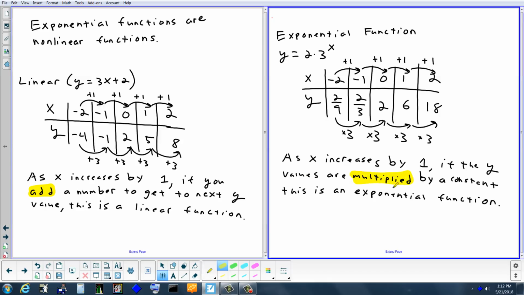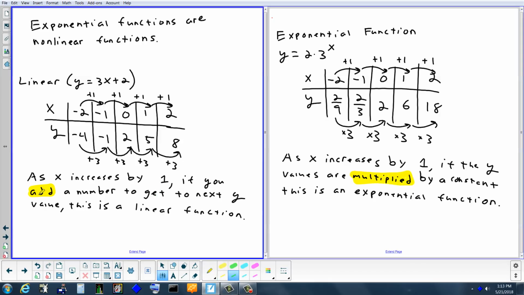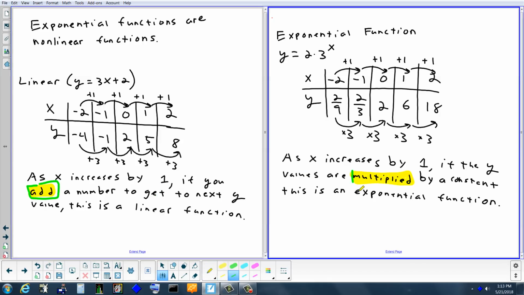So as the x increases by 1, if the y values are multiplied by a constant, this is an exponential function. Just because you multiplied by 3 down here doesn't mean you're going to be adding by 3 up here. The x's are always going to be increasing by 1 for an exponential. And then the y's, if it is an exponential function, you should be multiplying by the same number each time. In this example we just did, we're multiplying by 3. You may multiply by 4. You may multiply by 2. You may multiply by 5. Well, it all depends on what kind of chart we give you.